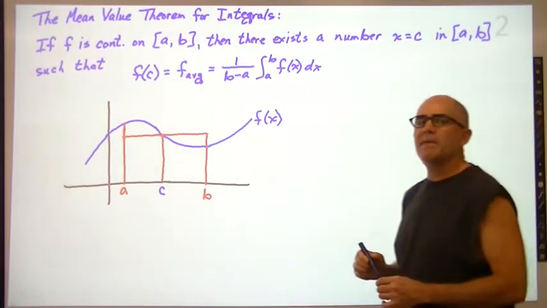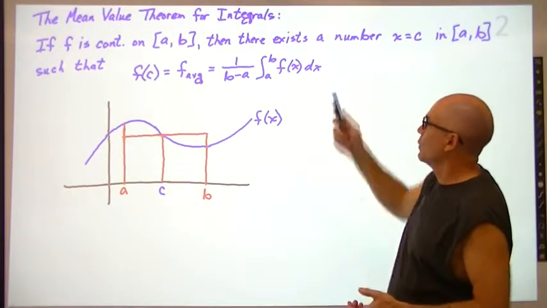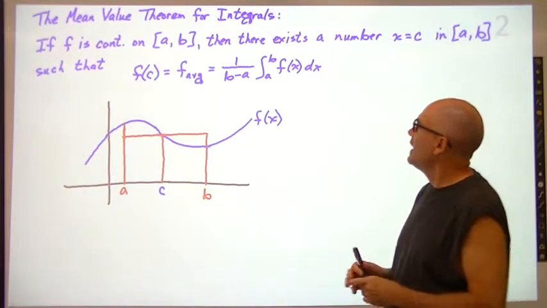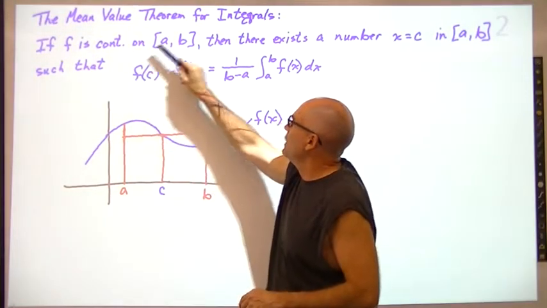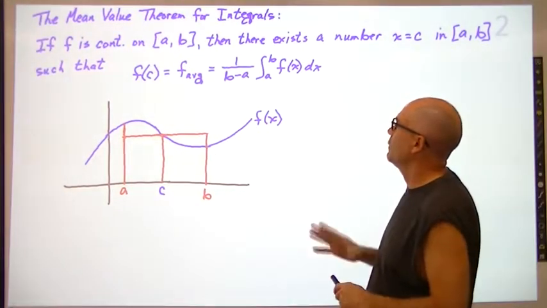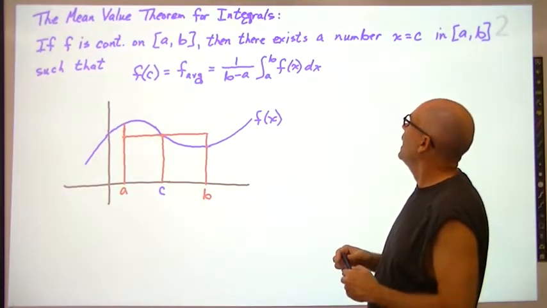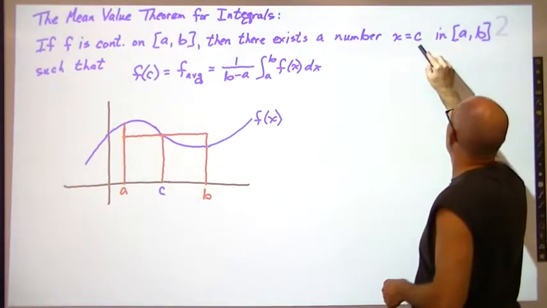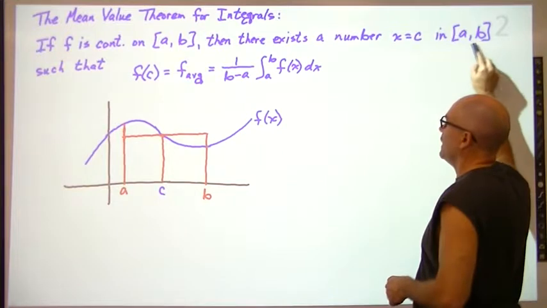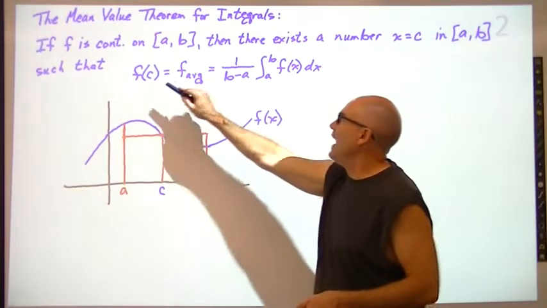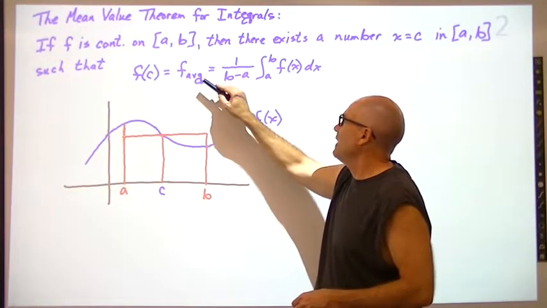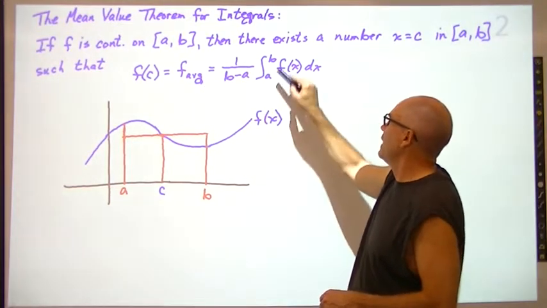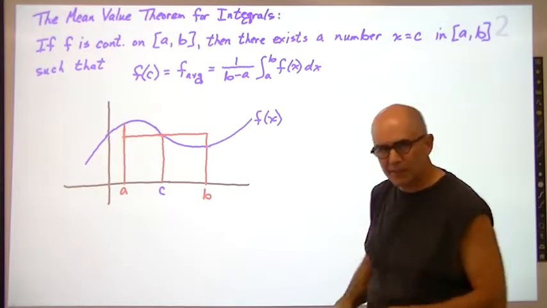we have the mean value theorem for integrals. The mean value theorem says that if f is continuous on some closed interval a to b, then there exists a number, x equals c, in that interval such that f of c will be the average value of the function, which is 1 over b minus a times the integral from a to b of f of x dx.